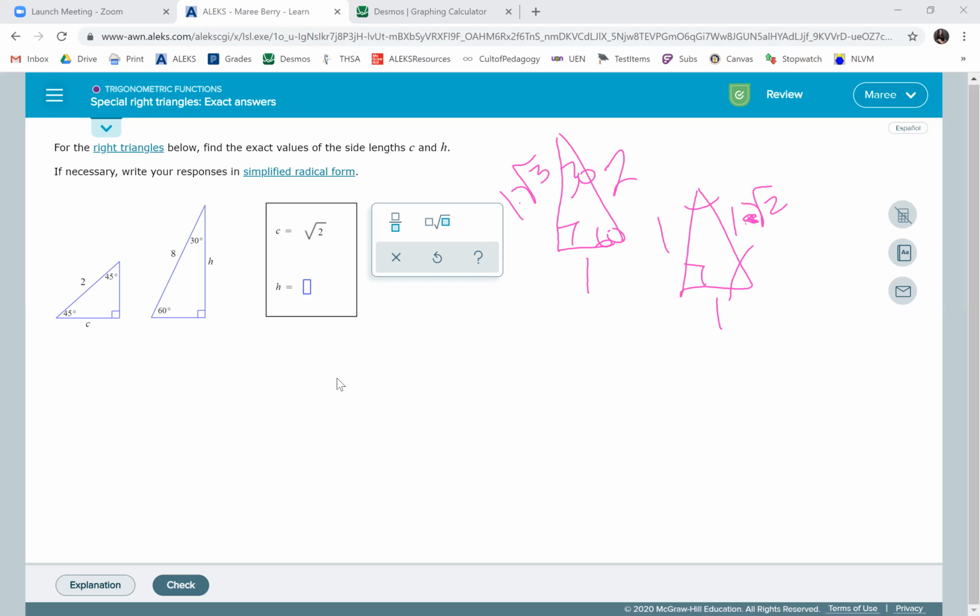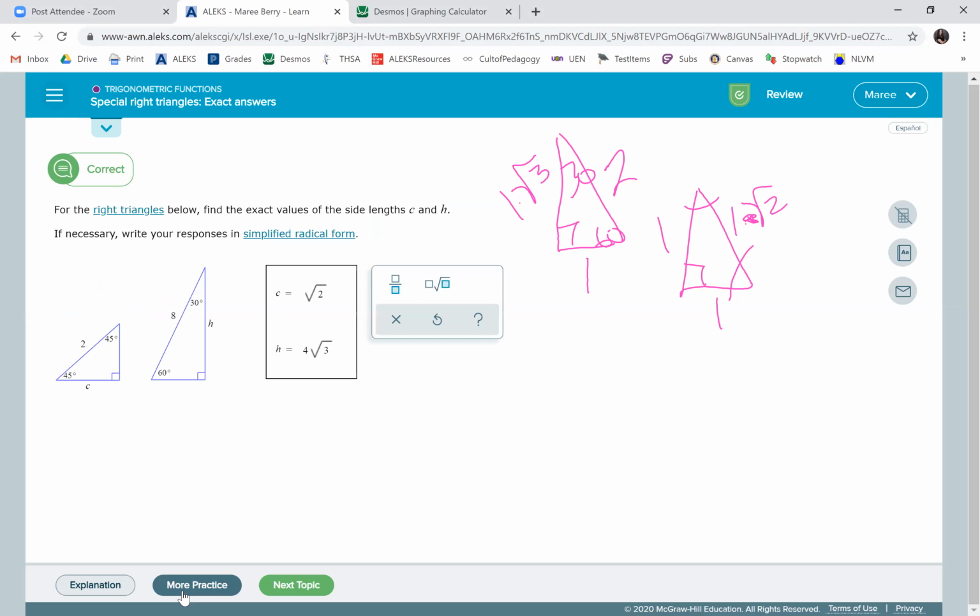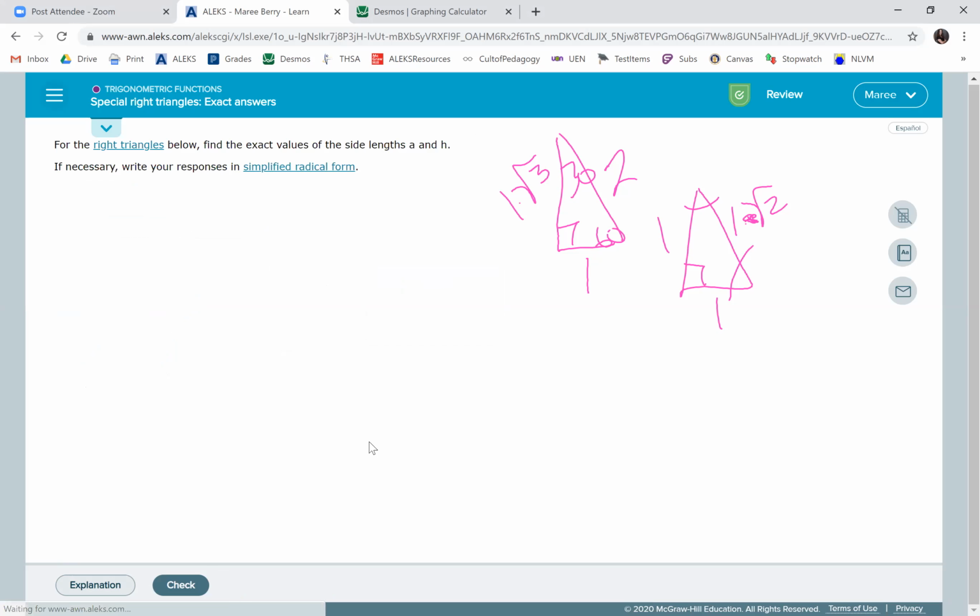Okay, and then for h, this is the long leg. If the hypotenuse is 8, the short side is 4, and then the long leg is going to be 4 times the square root of 3. That's that one.